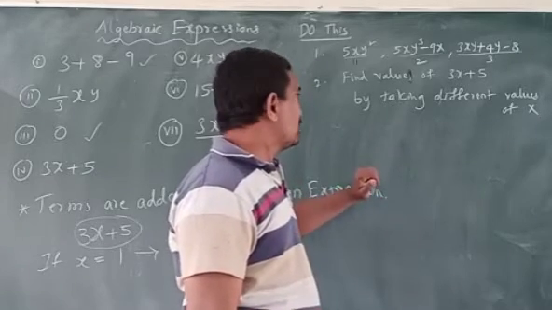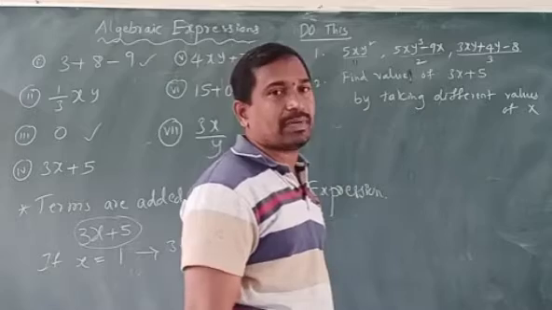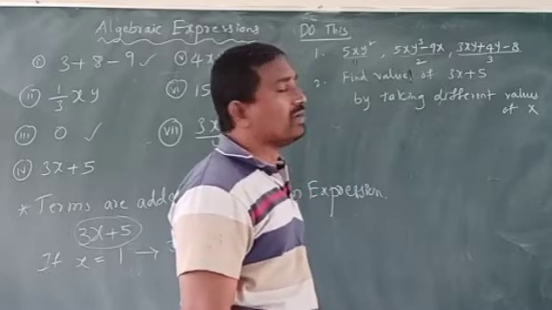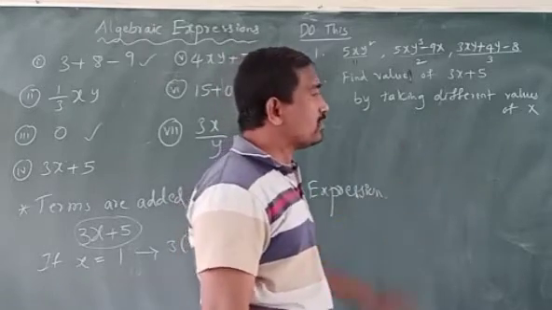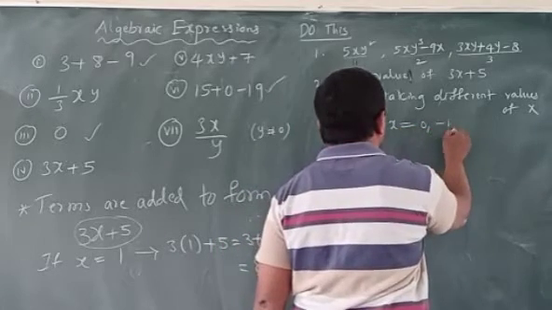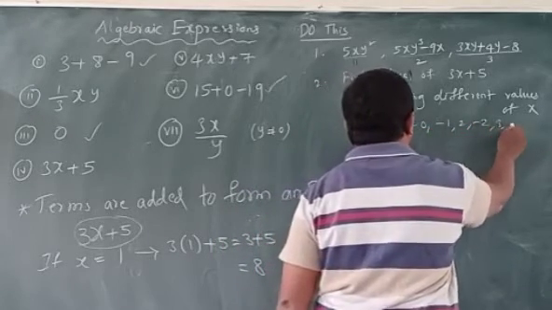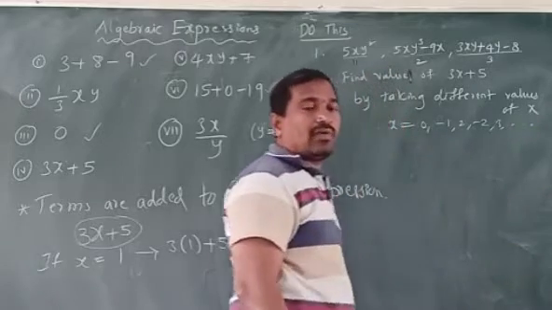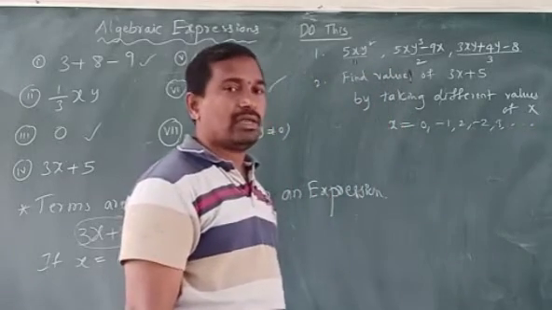Now next, find the value of 3x plus 5 by taking different values of x. Take x equals 0, different values. Now we are taking 1, 0, minus 1, 2, minus 2, 3. You can take any values. Find any 5 values.